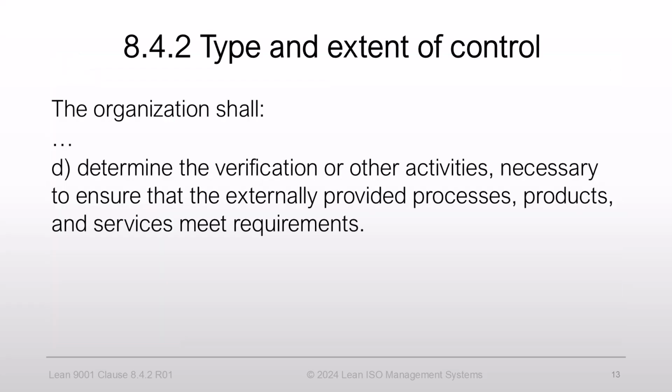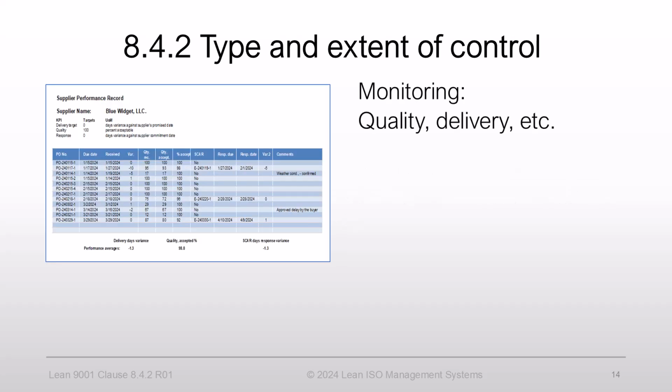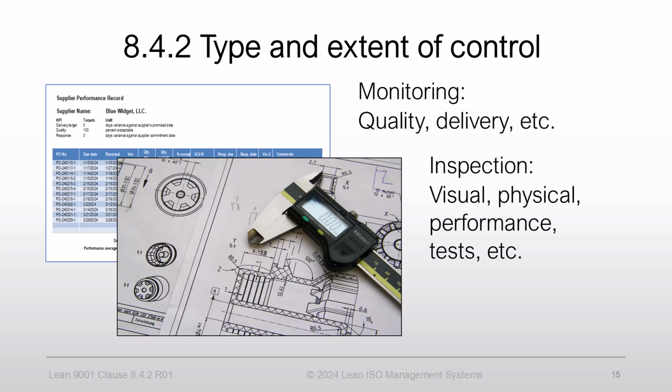The last requirement, d, states that we must determine the verification or other activities necessary to ensure that the externally provided processes, products, and services meet requirements. The first step is monitoring the quality, on-time delivery, supplier responsiveness, and other aspects of provided products and services. Examining provided products for quality will require component, parts, and service inspection processes. These may include drawings, part specification sheets, test instructions, acceptance criteria, and others. This is all for today, folks.